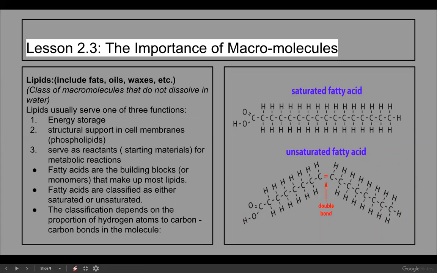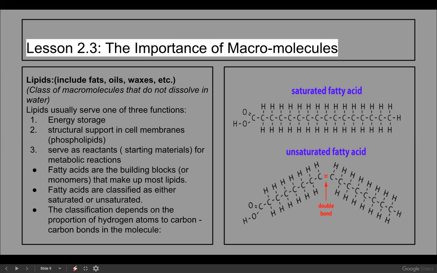Lipids, you can see how long these chains are. Lipids are a classification of macromolecules that do not dissolve in water. So fats, oils, and waxes are all examples of lipids. Lipids usually serve one of three functions: energy storage, structural support, or serving as reactants, starting materials for metabolic reactions. Fatty acids are building blocks or monomers that make up most lipids.